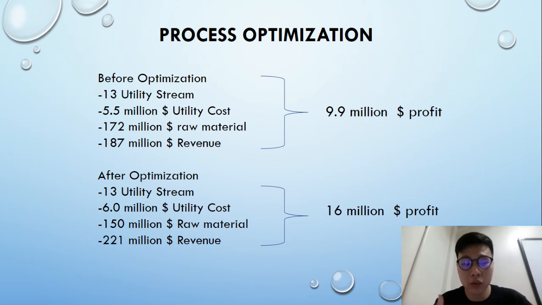Comparing to before optimization, as you can see, the annual profit before optimization is $9.9 million, which is very low compared to after optimization, which is $16 million profit annually. The revenue before optimization is approximately $187 million, compared to $221 million after optimization. It is quite a difference, which gives us a higher profit after optimization.